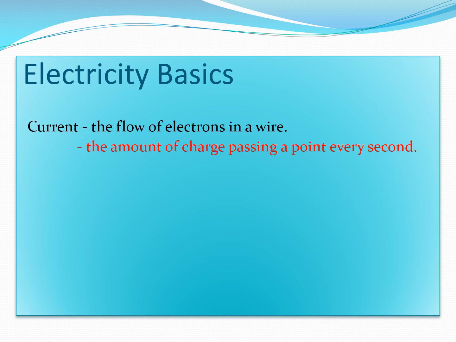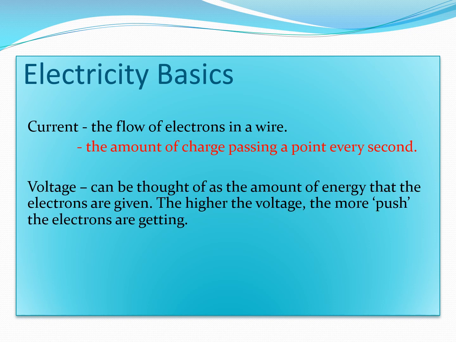Next thing we're going to look at, the next term we'll remind ourselves of, is voltage. This is the biggie for electric systems. Okay, voltage, we can think of that as the amount of energy that these electrons are given. The higher the voltage, the more push these electrons are getting to go around the circuit. The lower the voltage, the less push they're getting.